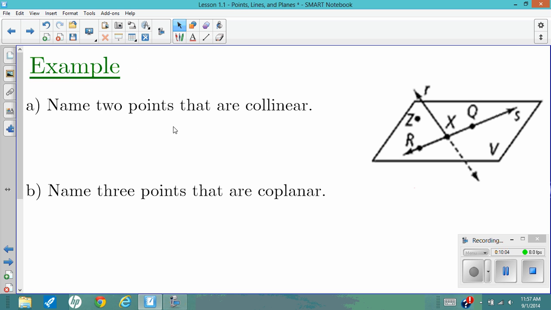So pause the video, try to answer these two questions, 2 points that are collinear and 2 points that are coplanar, and then unpause and listen for an answer.